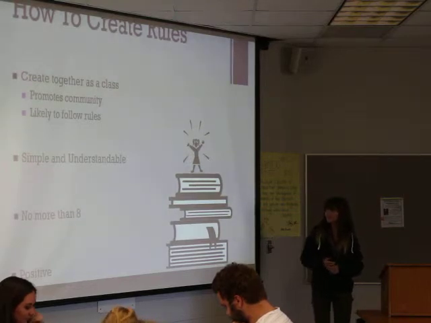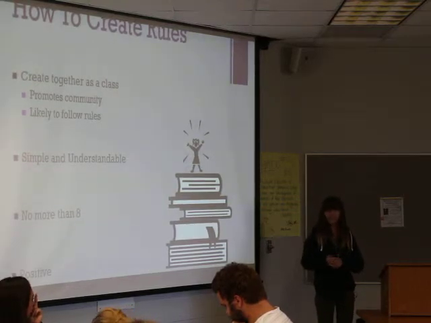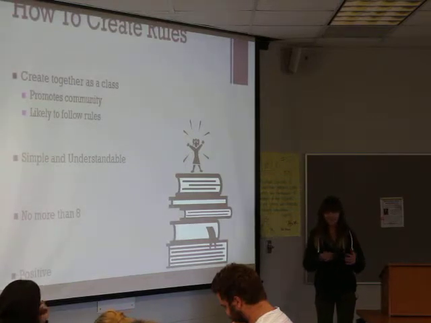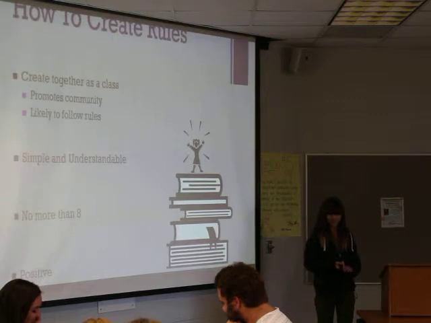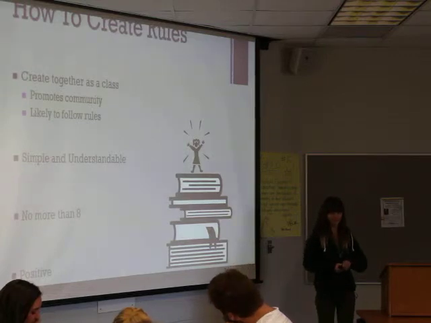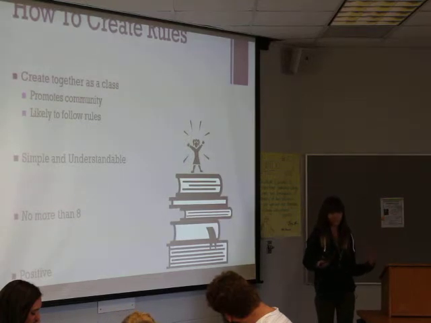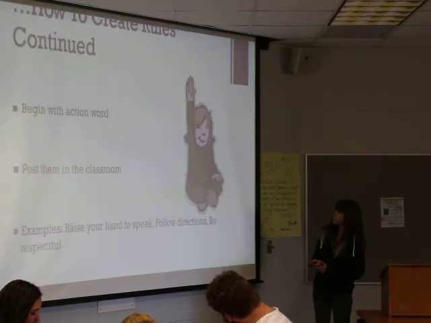And secondly, create rules that are simple and understandable. If the rules are too complicated and use too big of words, then how are the kids supposed to follow them if they don't remember them? And along with that, make sure you have no more than 8 rules. That can get to be too many for the kids to remember. And make sure that they're positive. So instead of saying, don't run in the hallways, it's better to say, walk in the hallways. They're more likely to follow something that's more positive.